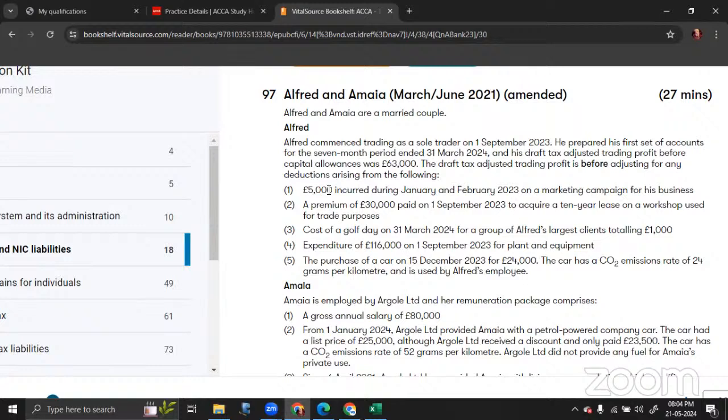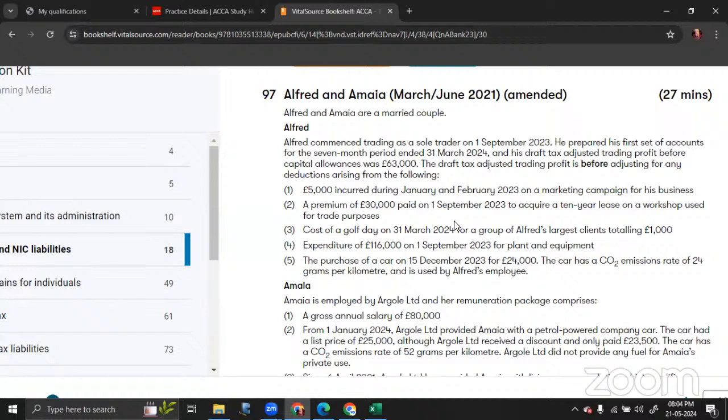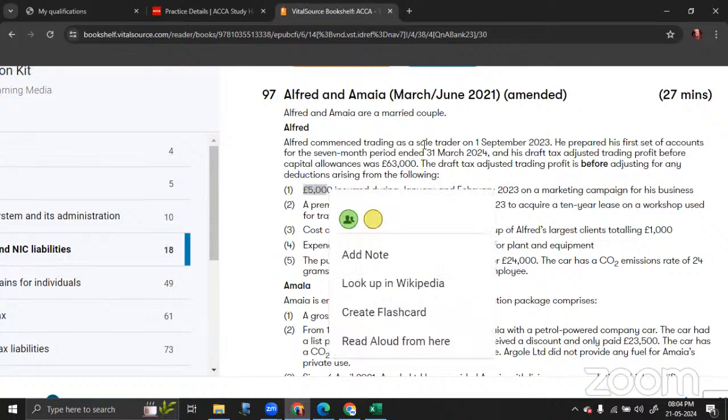5,000 incurred during January and February on a marketing campaign for his business. He started the business on 1st September 2023. This is an expenditure before he started his trade. He incurred the expenditures in January and February 2023. This is what we call pre-trading expenditure, incurred before the commencement of trade. If it is a pre-trading expenditure incurred within 7 years before the start of the trade, that can be deducted from your first SOPL. So this 5,000 can be deducted from the 63,000.